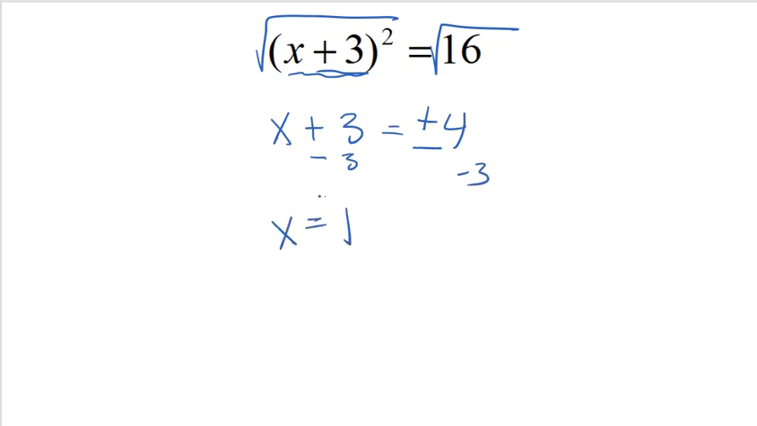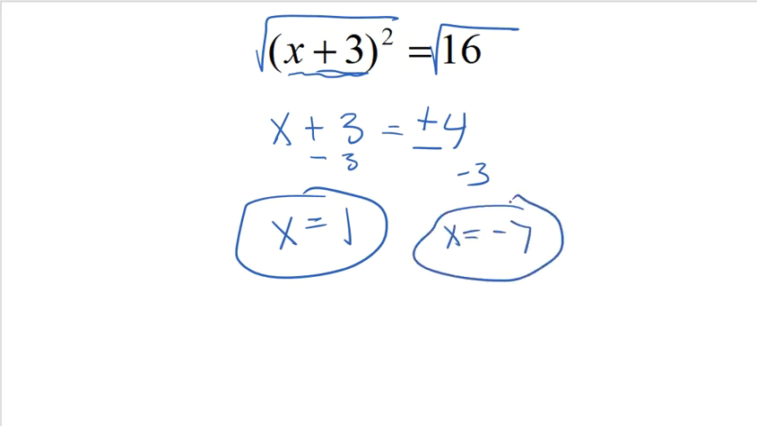Positive 4 minus 3 is 1. There's an answer. Negative 4 minus 3 is negative 7. There's my other answer. Because I've got to consider the fact that that 4 could be positive or negative. So that's how I get 2 answers, and I get 1 comma negative 7 inside the brackets. All right. Now, please be careful.